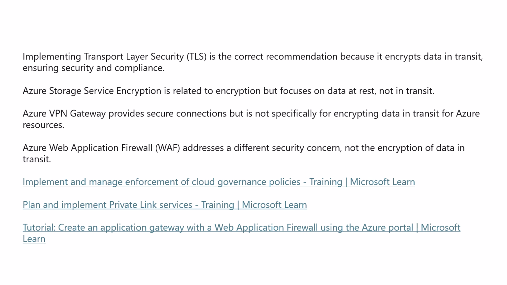Implementing Transport Layer Security (TLS) is the correct recommendation because it encrypts data in transit, ensuring security and compliance. Azure Storage Service Encryption is related to encryption but focuses on data at rest, not in transit. Azure VPN Gateway provides secure connections but is not specifically for encrypting data in transit for Azure resources. An Azure Web Application Firewall, or WAF, addresses a different security concern, not the encryption of data in transit.